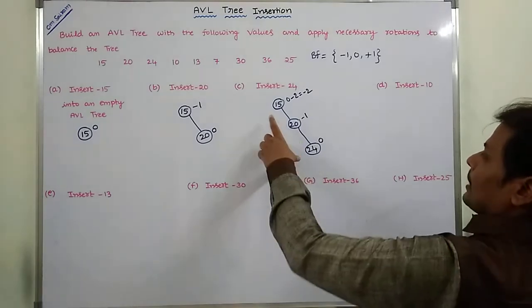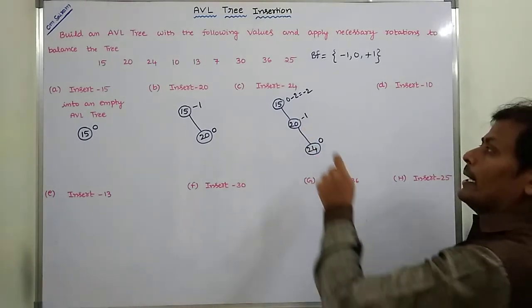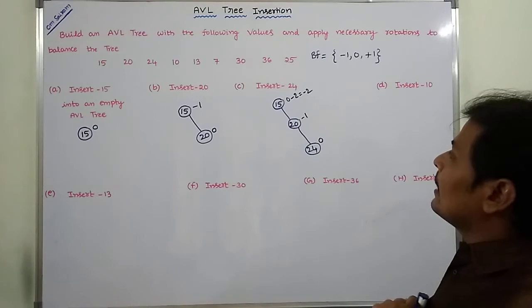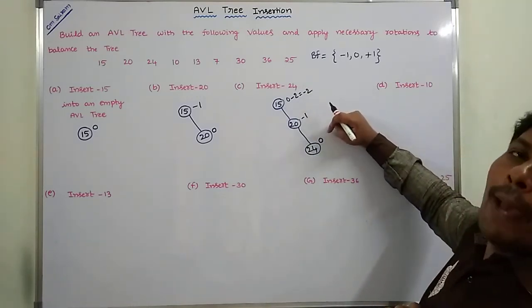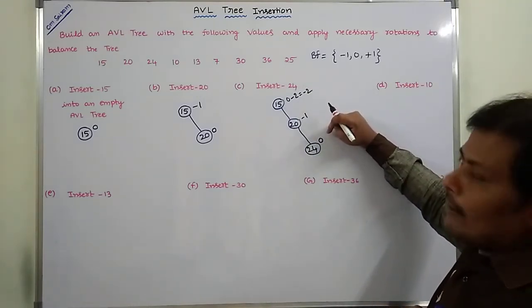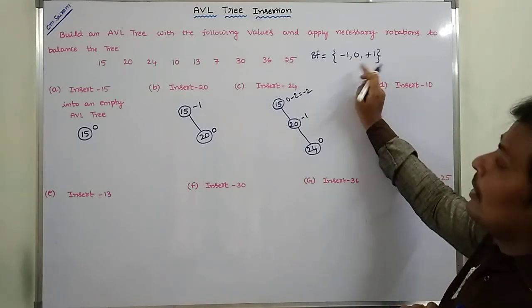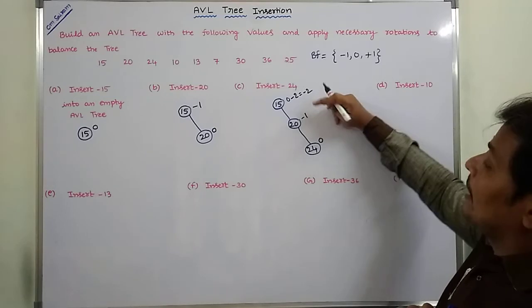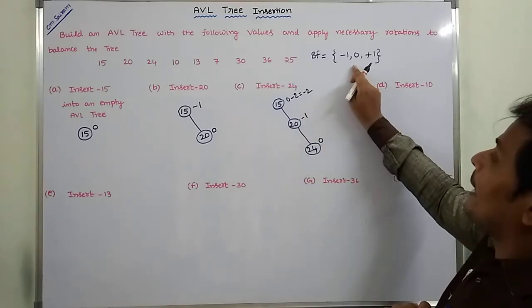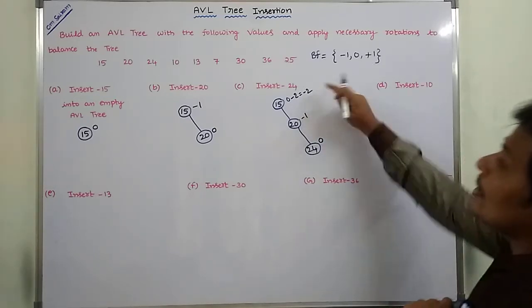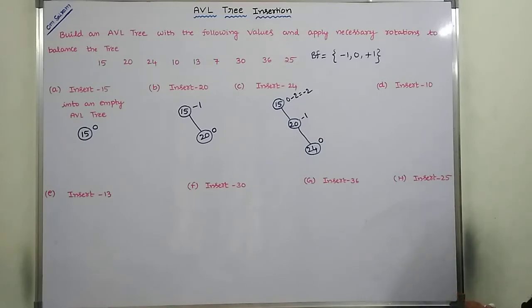Now after constructing the AVL tree and calculating the balance factors, check whether these are valid balance factors or not. Here valid balance factors are minus 1, 0, plus 1. But here minus 2 is there. Here 0 and minus 1 are valid balance factors, but minus 2 is not a valid balance factor.